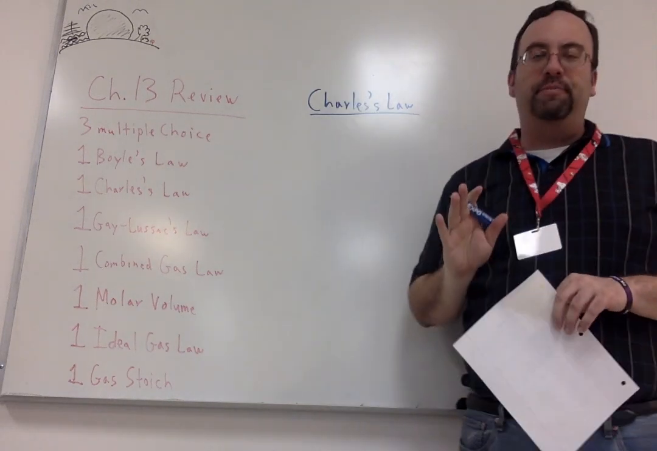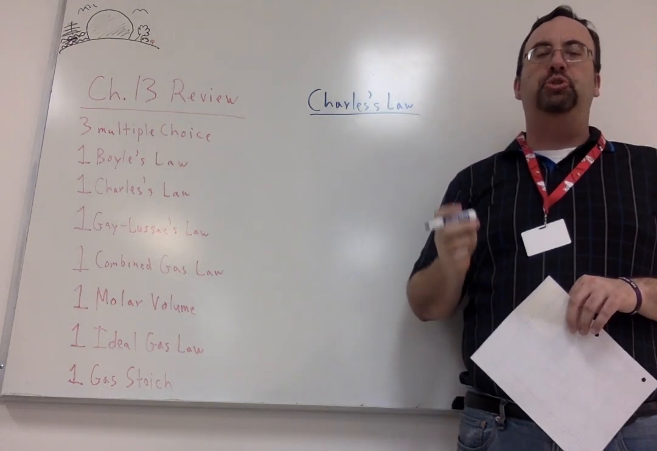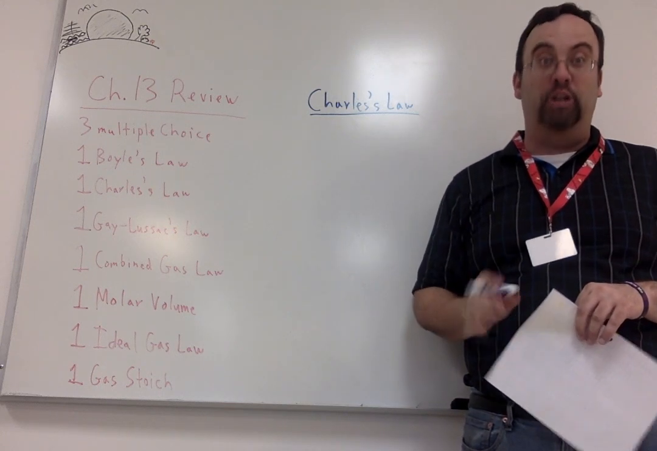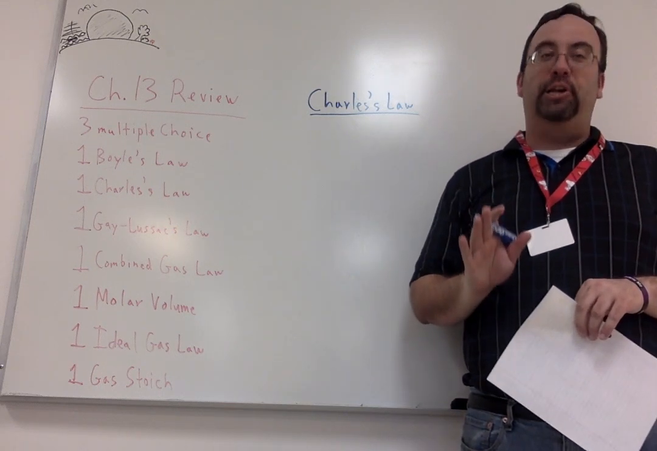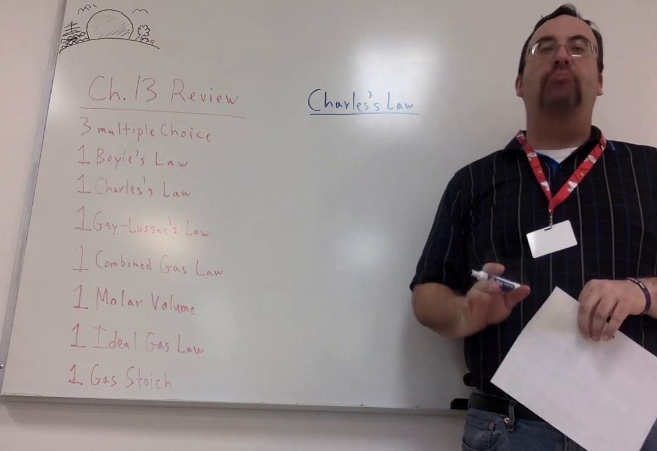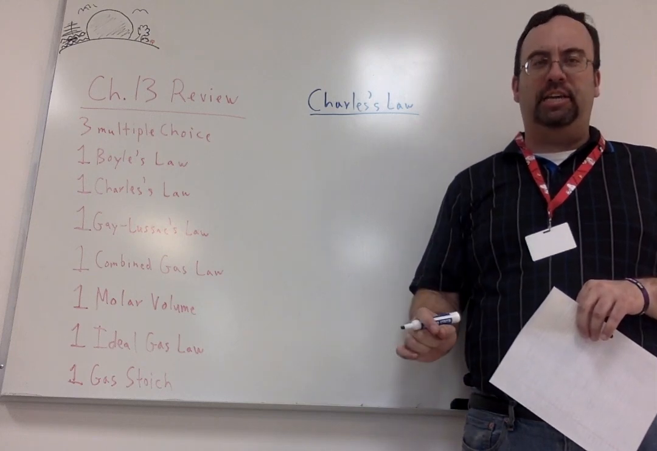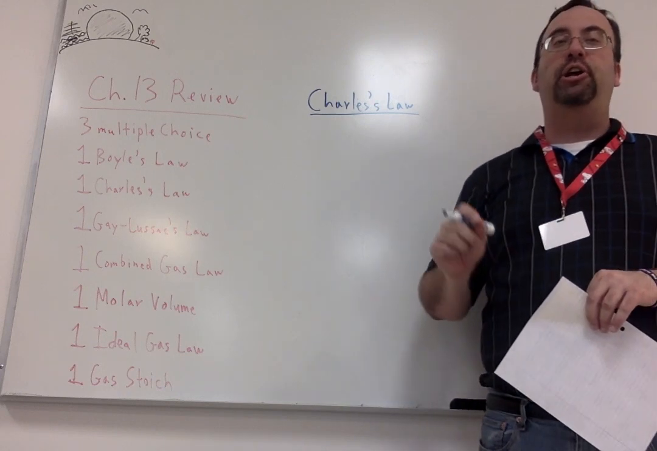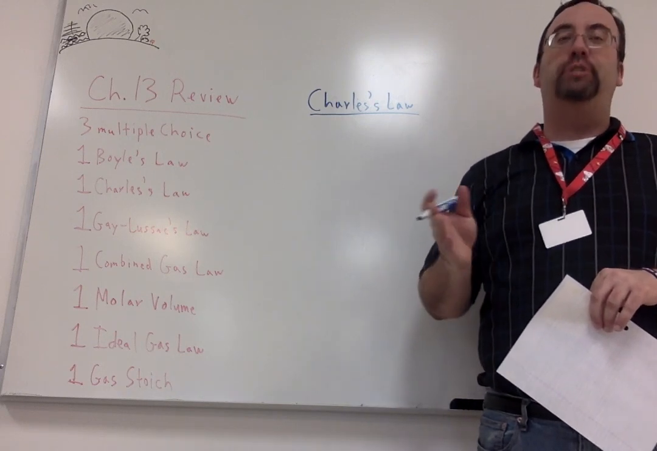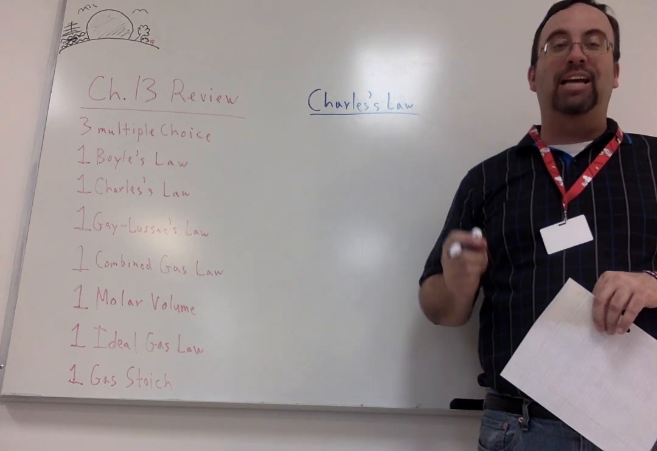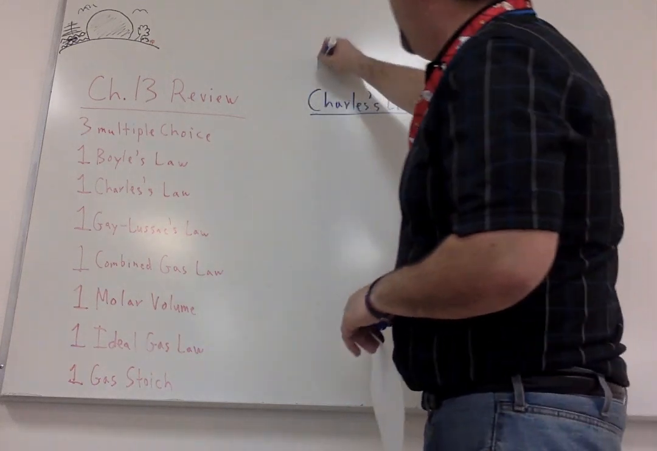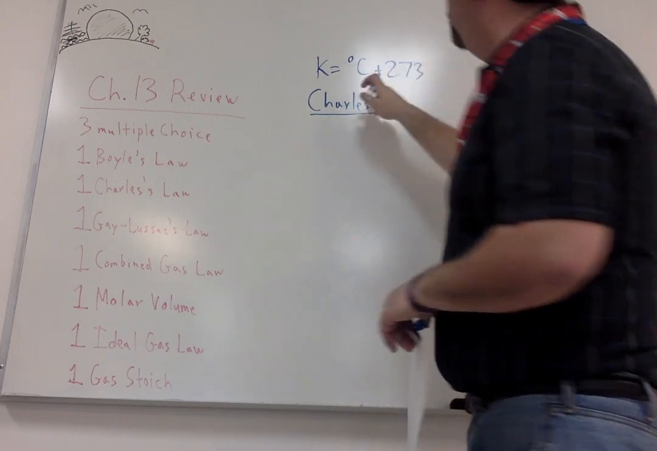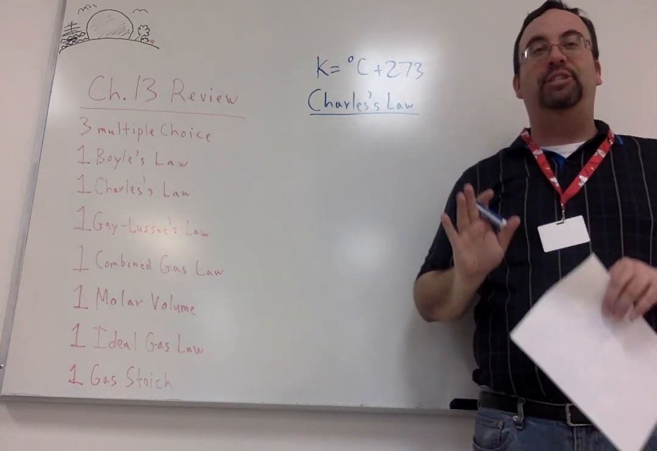What Charles was investigating was the relationship between the volume of a gas and its respective temperature. And I've got to remind you, when we're dealing with temperature with gases, we have to convert from the Celsius scale to the Kelvin scale. So I'm going to remind you again, in order to go from Celsius to Kelvin, you simply add 273. So K equals degrees C plus 273. And that will work for any temperature conversion.